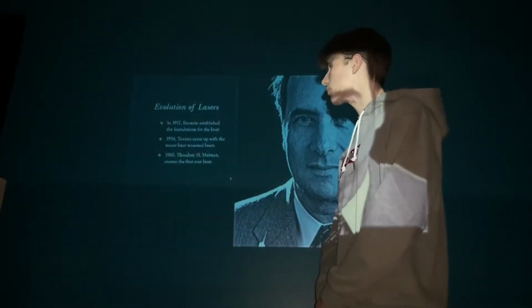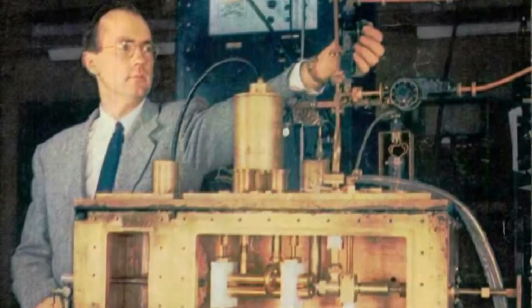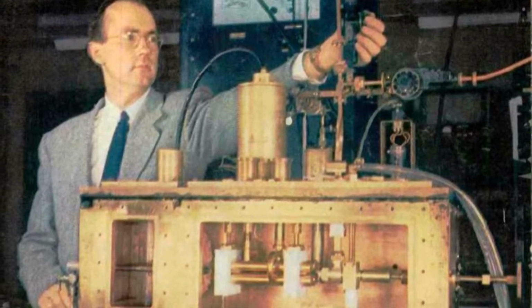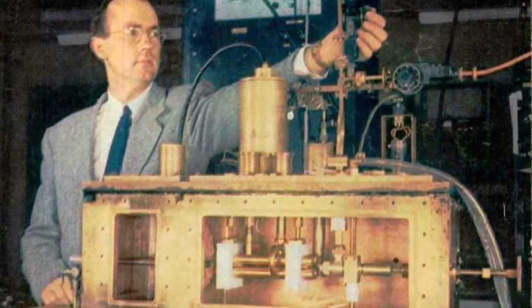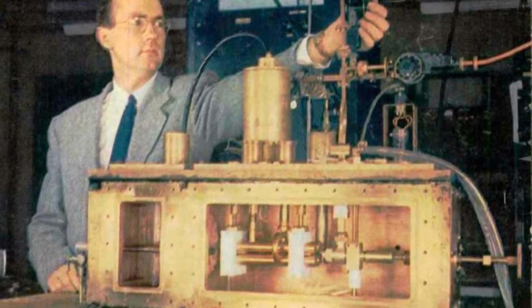In 1954, Townes came up with the maser, which he later renamed lasers. Townes wanted to use a laser light as a precision tool for his research on molecules. He was able to achieve this by shining a high-powered flash lamp on a ruby rod with silver-coated surfaces.